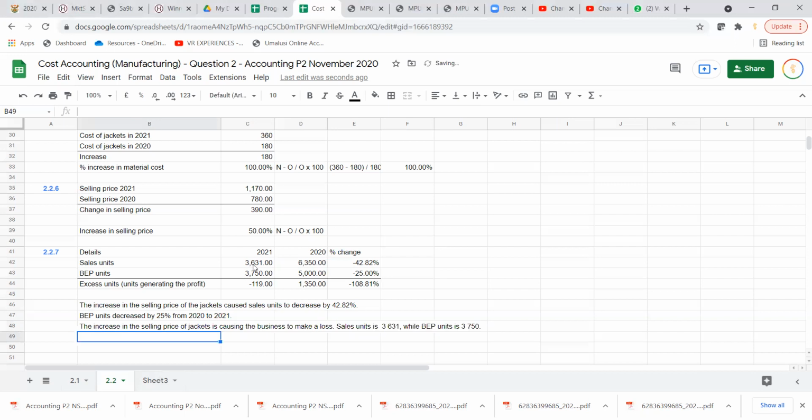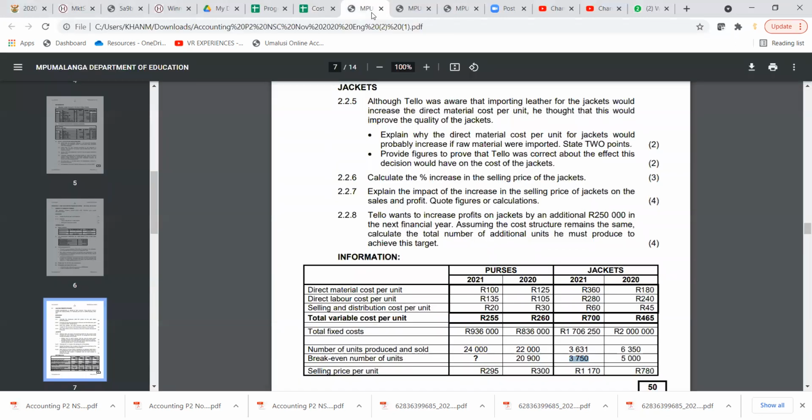So here you can see we're only selling 3,631 units. But in order to break even, meaning to neither make a loss nor a profit, we must sell 3,750 units. So we are short by 119 units. The fact that we are short by 119 units means we can't cover all our costs. So therefore, we're making a loss. Okay, so doing this, we'll be able to explain our numbers. Okay, so that is what will drive our 4 marks.